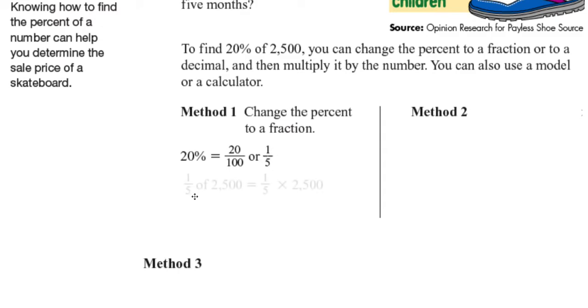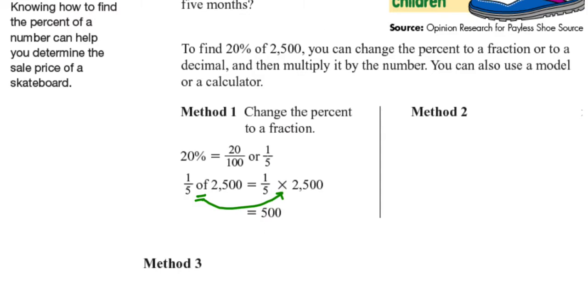So we get 1/5 of 2,500. Let me tell you this right now: the word "of" in math is always translated to a multiplication sign. So when you see the word "of" in math, you know that's always multiplication. So 1/5 of 2,500 equals 1/5 times 2,500, or 500.